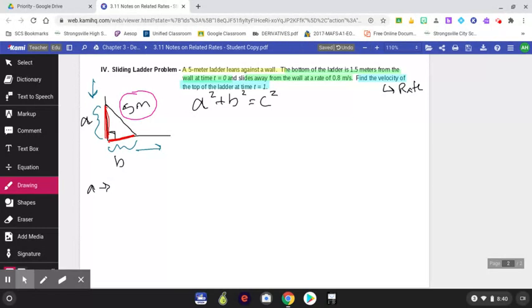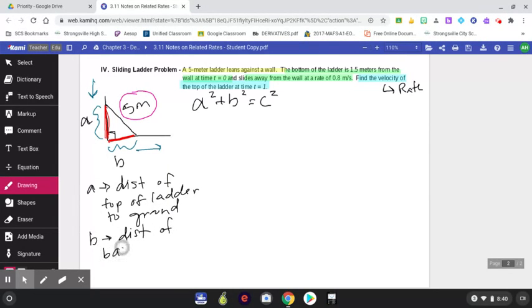The question in blue says, find the velocity of the top of the ladder. Okay, so a represents the distance of the top of the ladder to the ground. And b then is going to represent the distance of the base of the ladder to the wall, we'll say, right? Because it's already touching the ground.